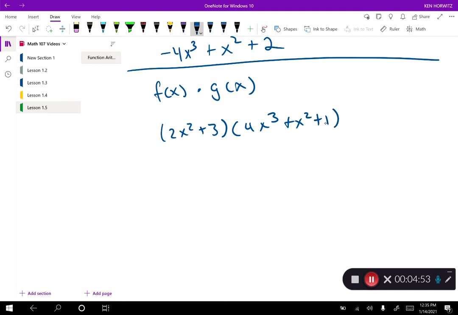And now we're going to use what you've come to know as the distributive property. I like to write out my distributive property. I think it helps. If I'm going to take 2x squared and multiply it times everything in the second parenthesis, I'm just going to write that out. Then I'm going to take my plus 3 and I'm going to multiply it times everything in the second parenthesis.